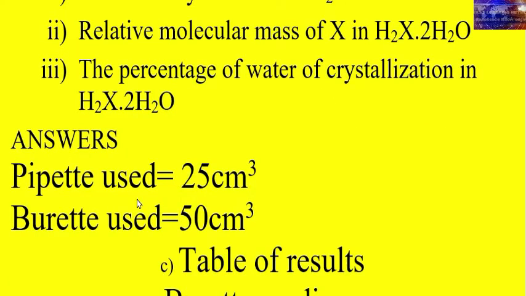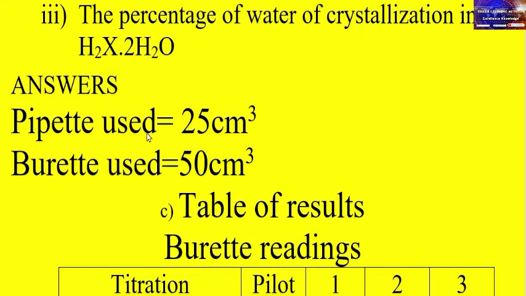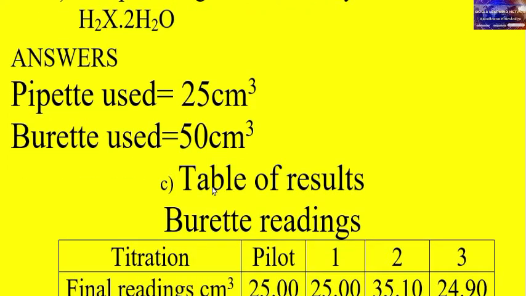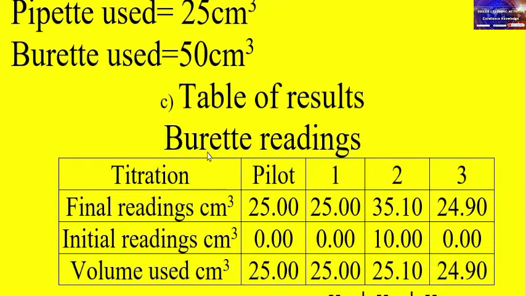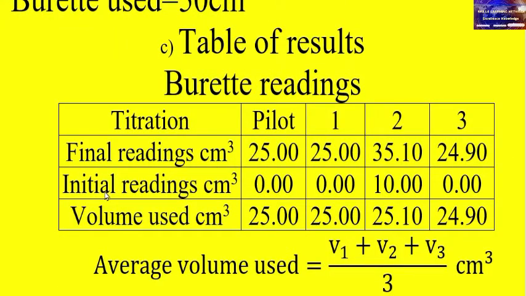We proceed with the answers. The pipette used is 25 ml, and you have to show the pipette used and the burette used when you solve this question. After performing the procedure, our readings are these. Do you see how the table is recorded? You have to record in 2 decimal places: if it's 0.00, or 25.00, or 24.90, or if it's 12.5, you write 12.50.